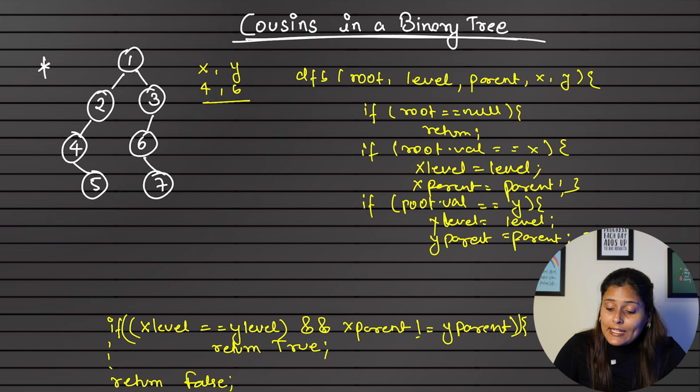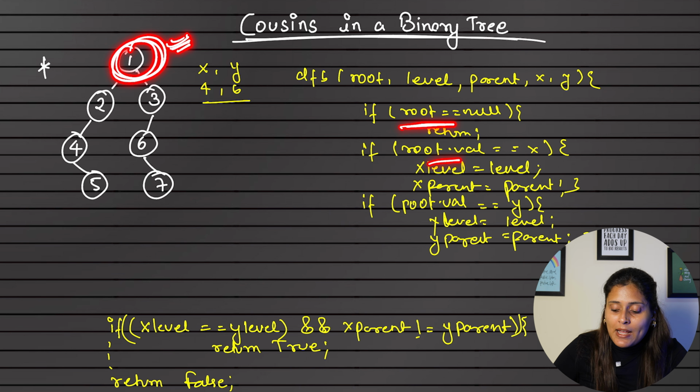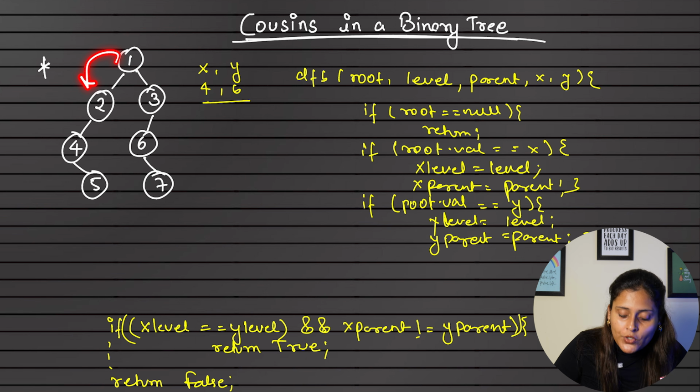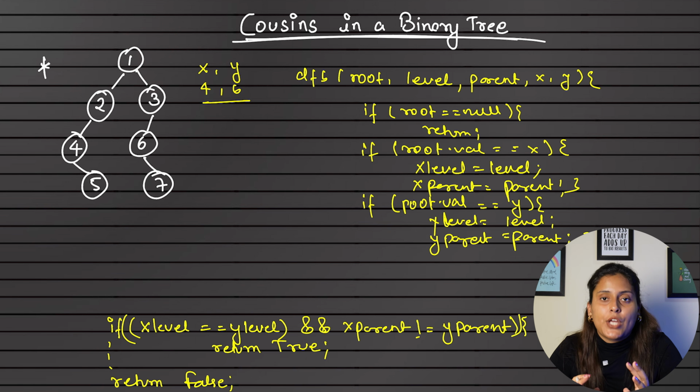Now what we will do? Initially I am at this node. I will say, is it null? No, it is not null. Is it matching with x? No. Is it matching with y? No. So now what is my task? Go towards your left side and go towards your right child, correct? So I'll call the function for left and right.